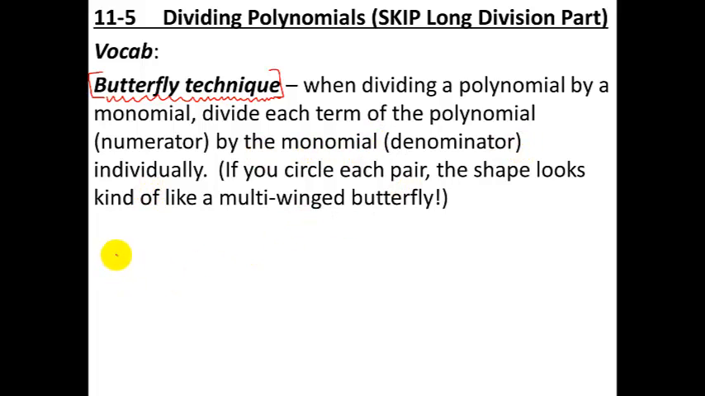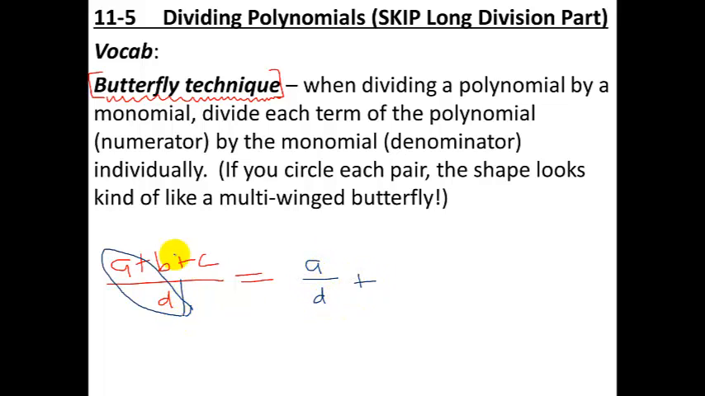So let me just give you a quick example. A plus B plus C divided by D. The reason I call it the butterfly technique is because you're going to divide everything in the numerator by D. So the first thing you're going to do is divide A by D. So that's going to give you A over D, plus, then you're going to divide B by D. So that's going to give you B over D. Then you're going to add on C over D.